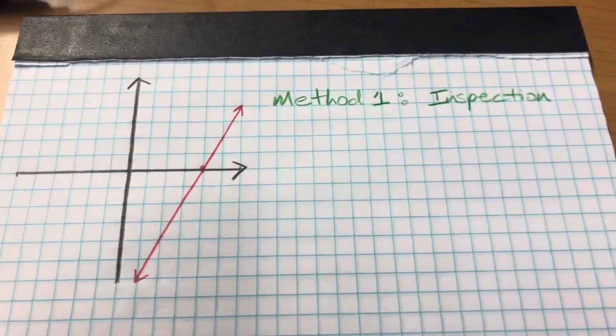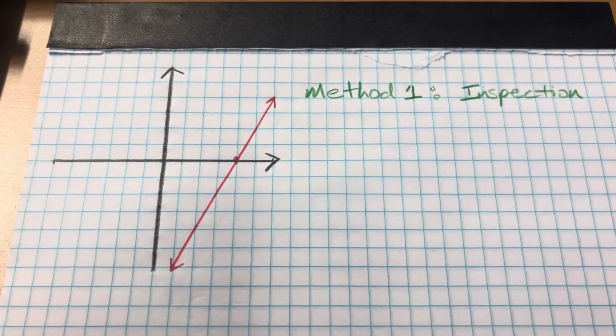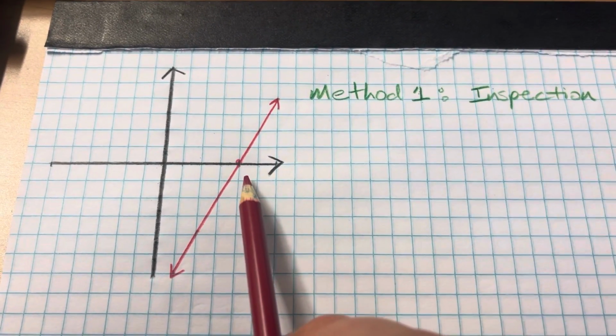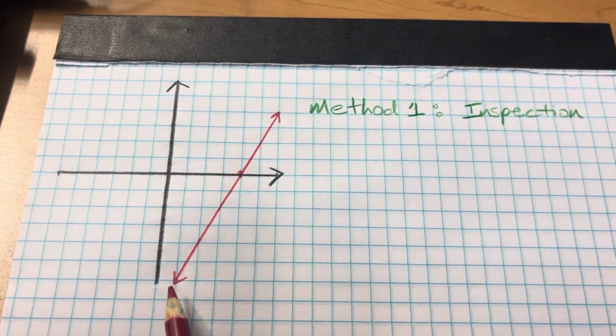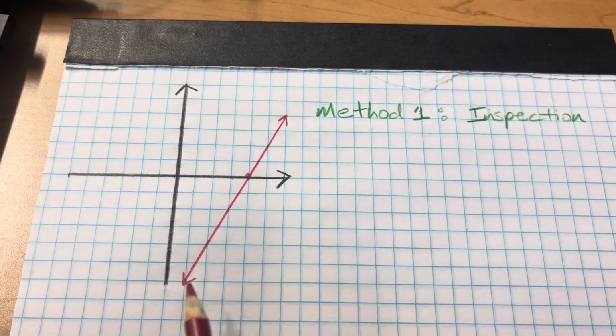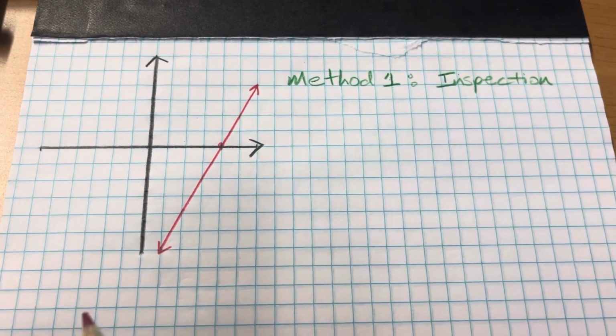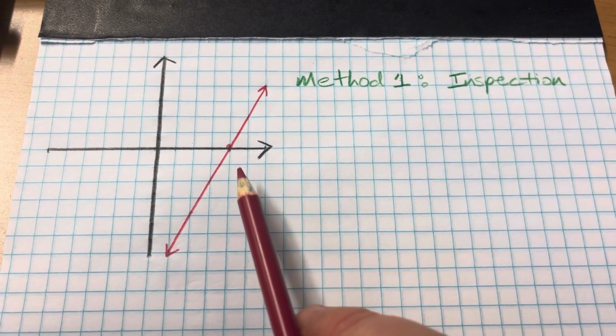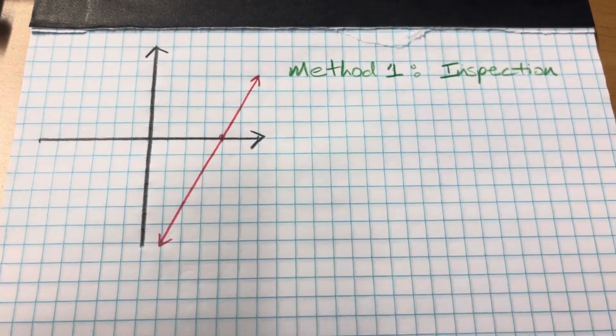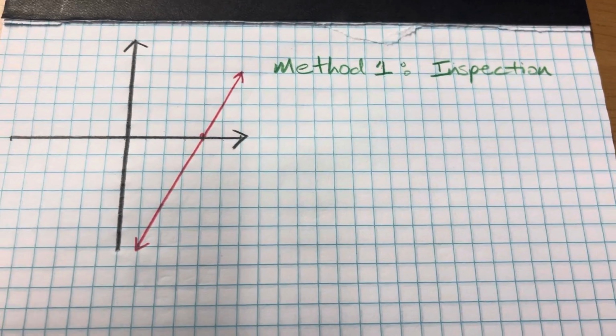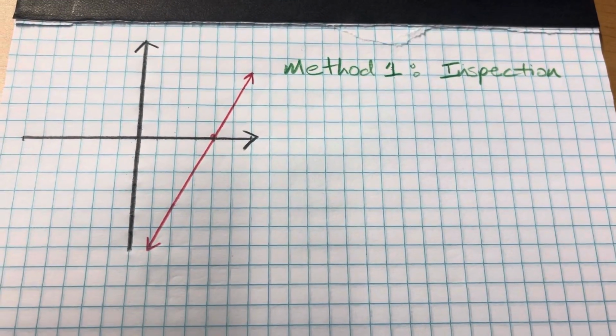So if we take a look at this problem, we've got a line passing through the x-intercept (4, 0). We're not presented in the graph with a y-intercept, which, if we had it, would make this pretty straightforward. But what we can do is find the slope. And since they've given us a graph, we can actually do that by inspection.